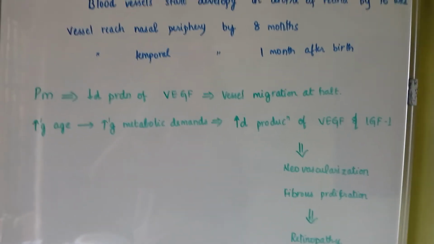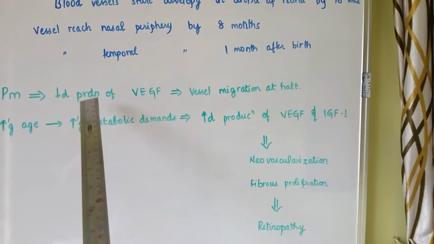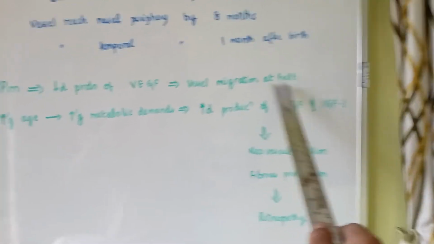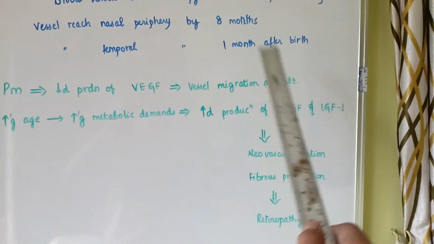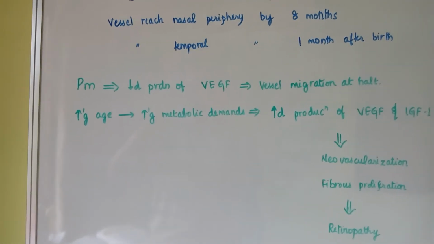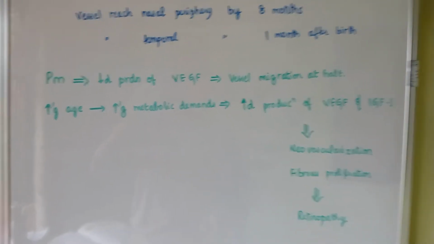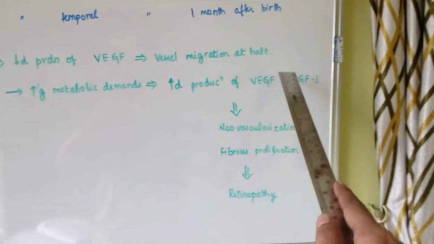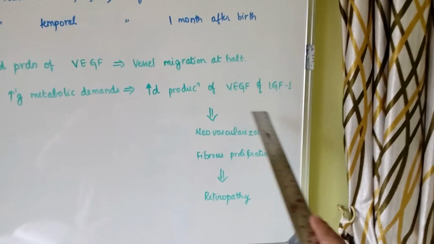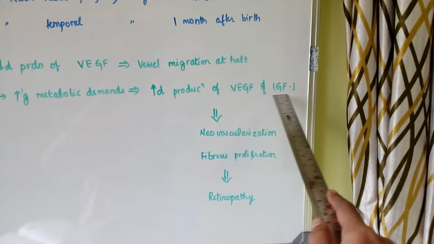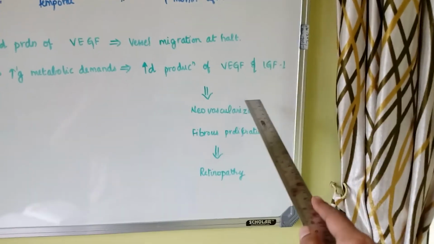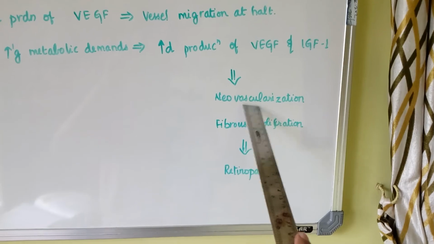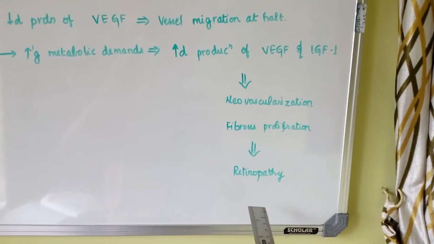All this migration of the vessels is caused by vascular endothelial growth factor. But once the baby is premature, that means decreased production of VEGF, and that means vessel migration is at a halt. But as the baby is developing, there are increased metabolic demands, and that will cause increased production of VEGF and insulin-like growth factor 1. Now VEGF is oxygen dependent and IGF-1 is oxygen independent. That means there is increased blood vessel formation, so neovascularization, fibrous proliferation, and that leads to retinopathy.